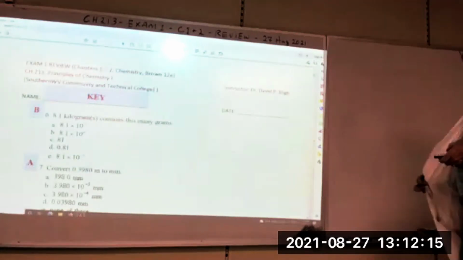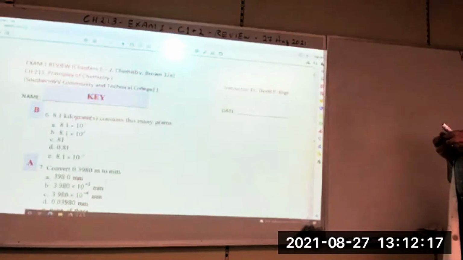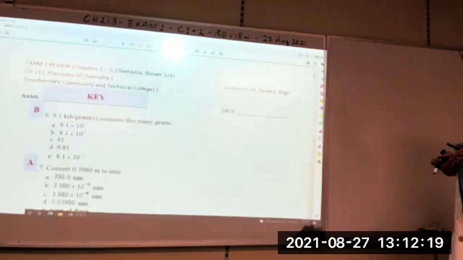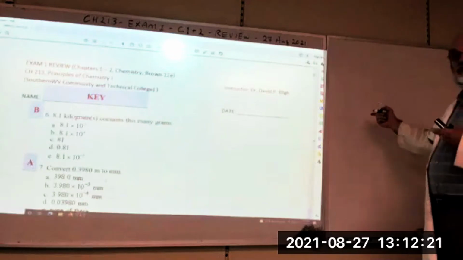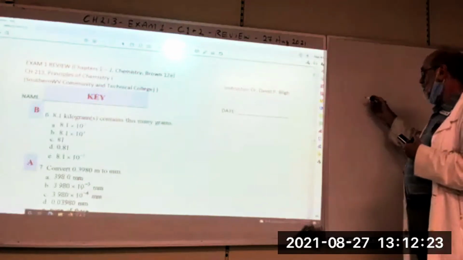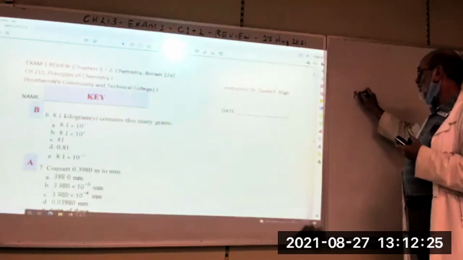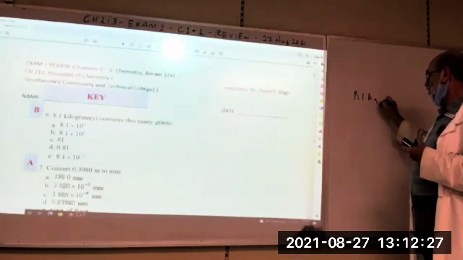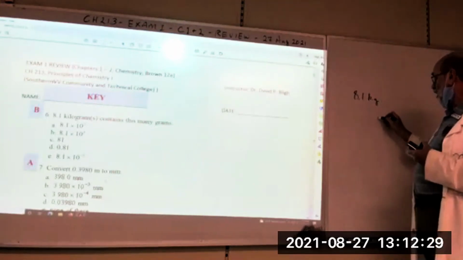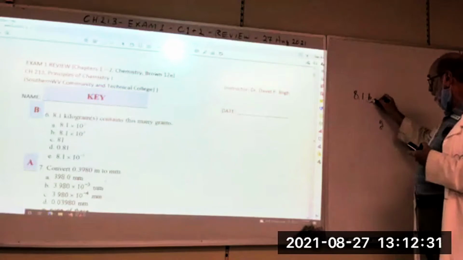Okay. 8.1 kilograms contains how many grams? Well, that's the type of problem we were just doing, right? 8.1 kilograms is how many grams? Well, bring the grams down, and the kilo equals 1,000.